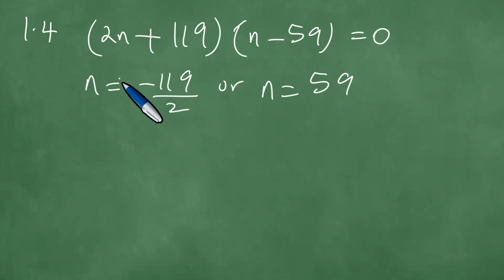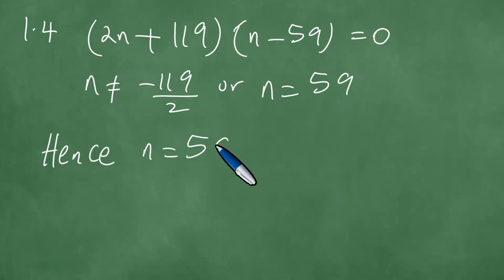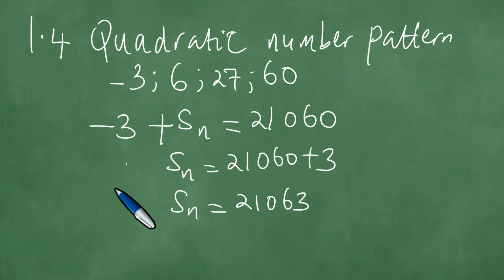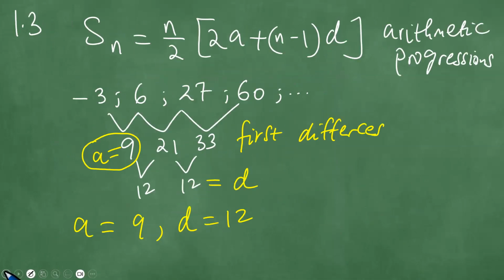But we agree, therefore, that n can't be negative, because it's the number of terms. So this n is negative. So we can't have negative number of terms. And hence, the number of terms would be the positive number. And therefore, n is only what? It's only 59. And that is the answer to the question, because it was a little bit of a worded question that they just said here you have the first term of the quadratic number pattern, and you are adding consecutive first differences, and now we're just adding Sn. Okay, good. Let's look at the next question.